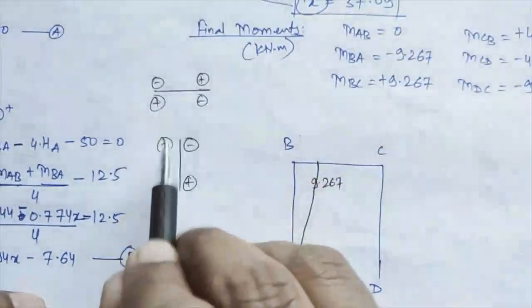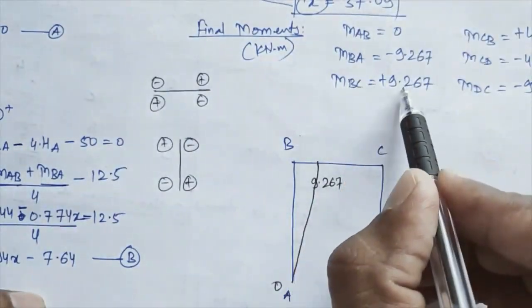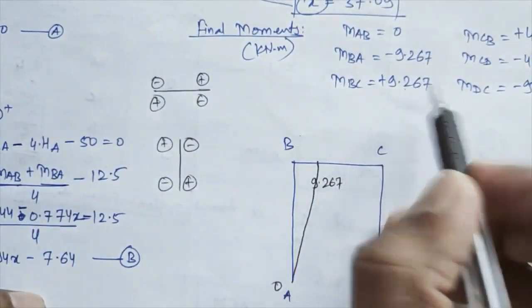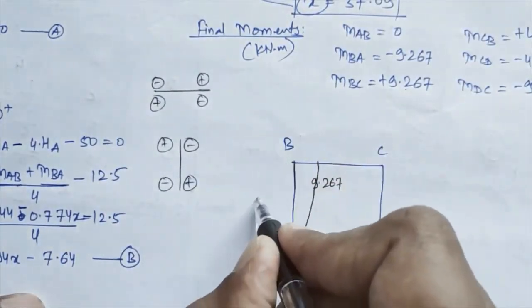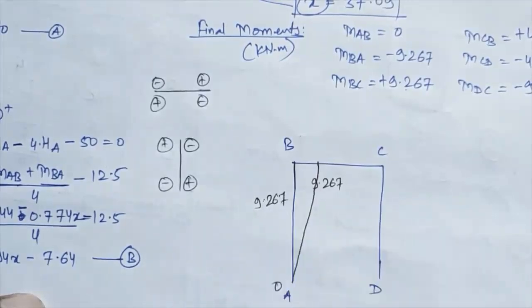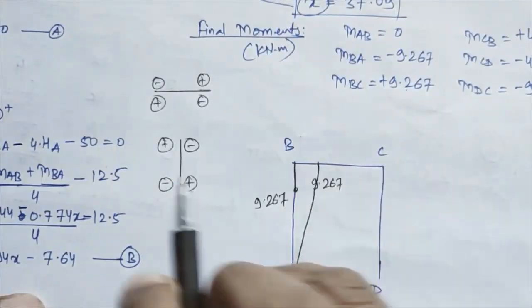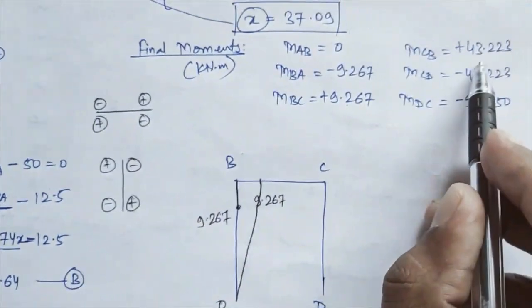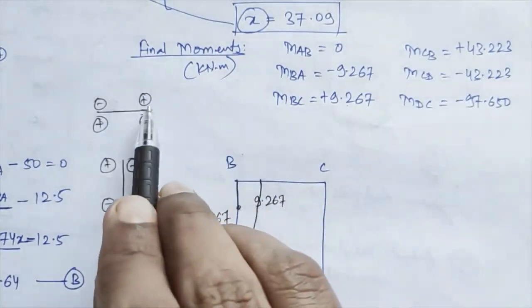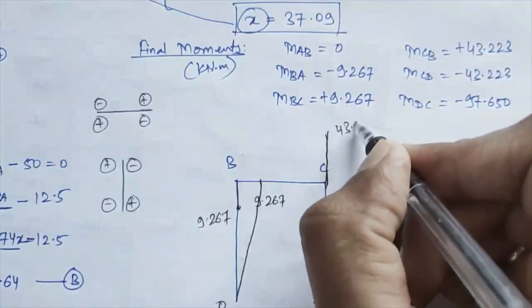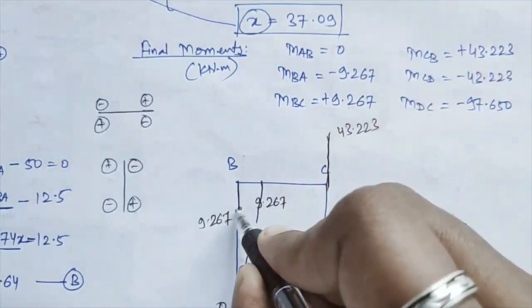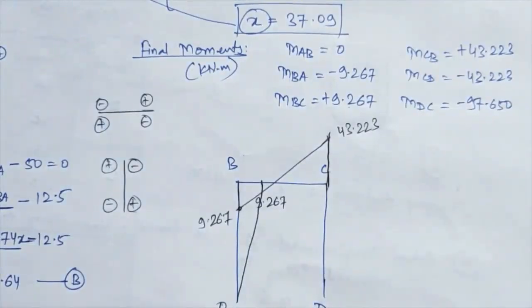Next for BC member, here BC I am having as plus 9.267, so positive it is, so it will be plotted on downward side, 9.267. Here I am getting somewhere. Then for CB I am having that moment value equal to 43.223, positive it is, so it will be plotted on upward side. So again you have to join these two points by a straight line again.